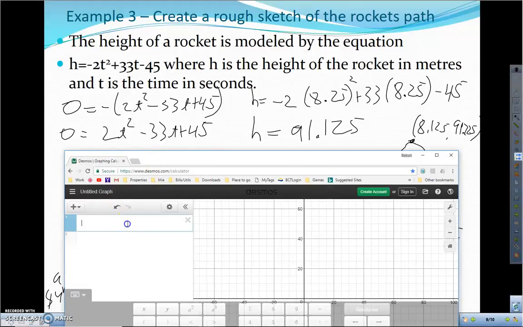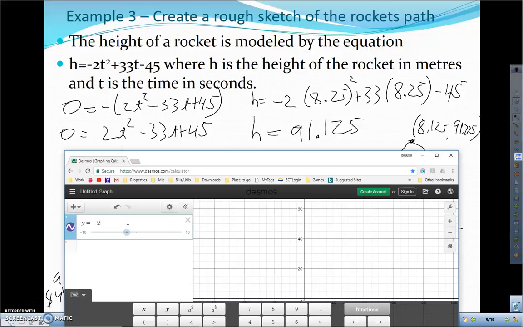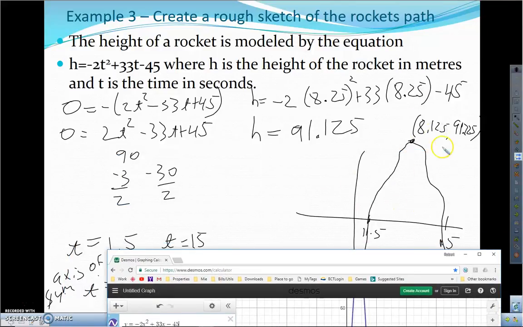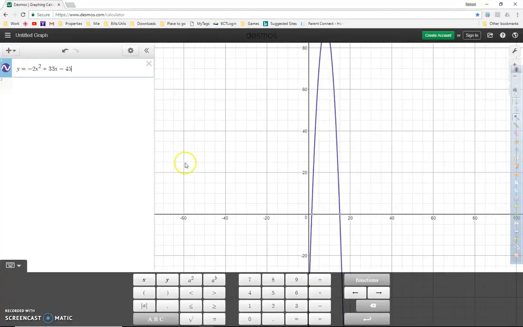This here is called Desmos.com, and it's a very versatile graphing program. I can put in the equation here, y equals, I use y and x because that's what the defaults of this program are. x exponent 2 plus 33x minus 45. And what I should hopefully be able to confirm is that my graph is going to look like this.